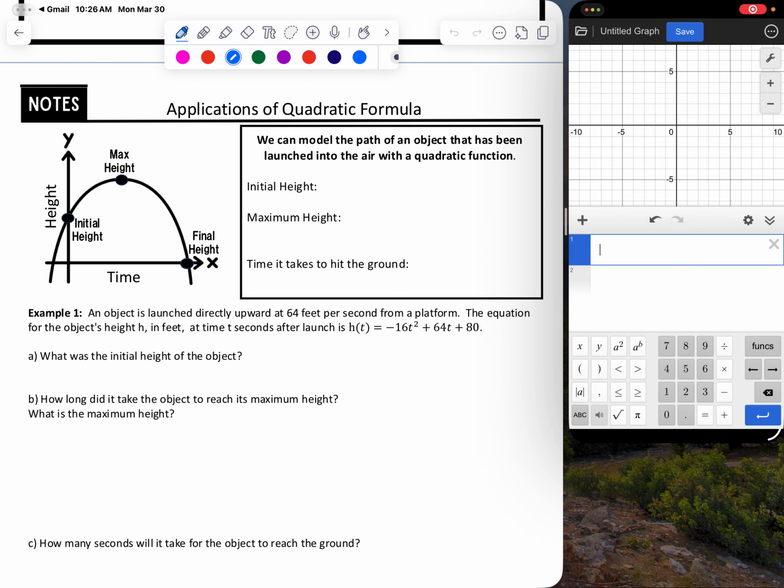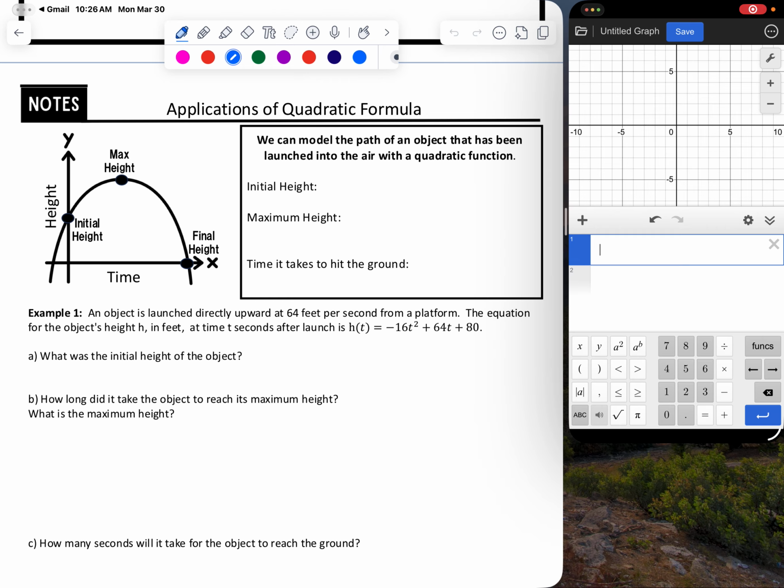In today's lesson, we will be looking at some applications of the quadratic formula which involve projectile motion. Now, when an object is thrown or launched or dropped, the path of the object will follow a parabolic path as shown in this image. It'll be launched or dropped from an initial height. It'll reach a maximum height, and then after a certain amount of time, it'll hit the ground or have a final height.